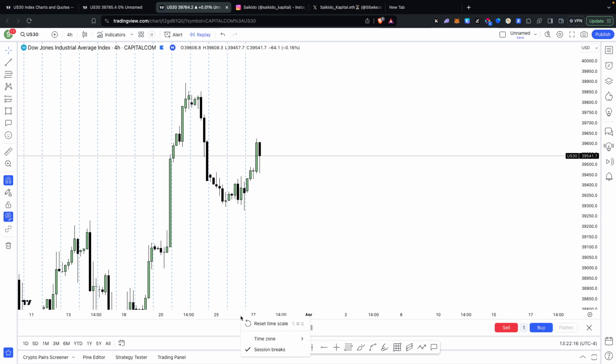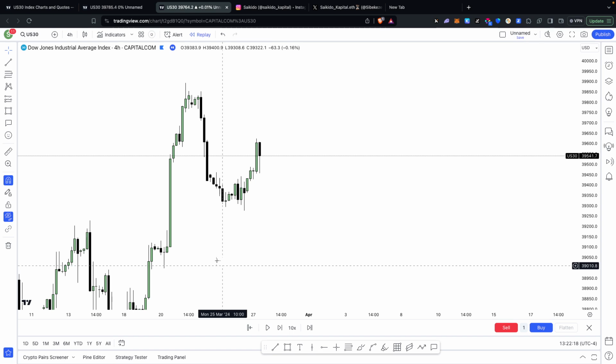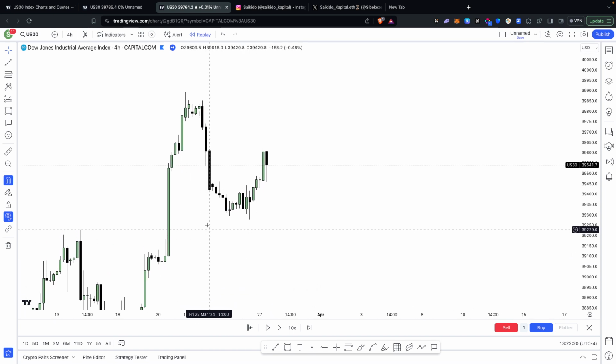Now I want to show you what the time theory is, or how I'm referring to it, according to my understanding. So if you look here at this premium array, and if you look at time here at the bottom, this was created exactly at, it's a 10 o'clock candle, right?